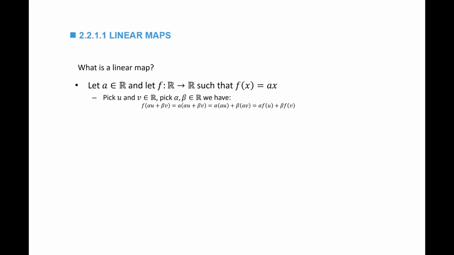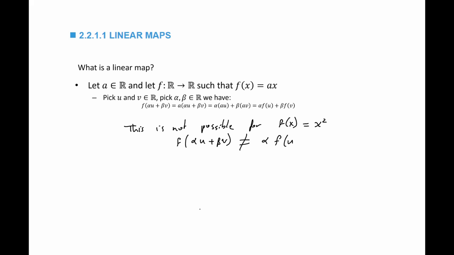Because this function has the form f of x equals a x, I'm able to say that f of alpha u plus beta v is equal to alpha f of u plus beta f of v. This would not have been possible in other examples. This is not possible for f of x, for example, equal to x squared. In this case, f of alpha u plus beta v is not going to be equal to alpha f of u plus beta f of v.